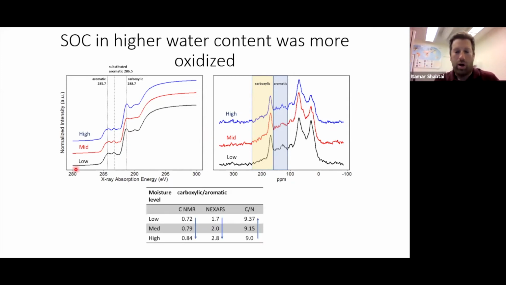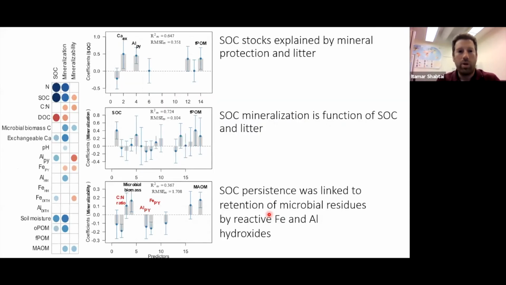And so we see that with increasing moisture, the ratio of carboxylic carbon to aromatic carbon increased, and that is shown with carbon NMR and carbon NEXAFS, which means that in wetter soils we had more decomposition, and the organic matter was more microbial in nature and less plant-like, and that corresponded with decreasing carbon to nitrogen ratio. So all in all, wetter soils had more microbes, more processing of organic carbon, and that carbon was more oxidized.